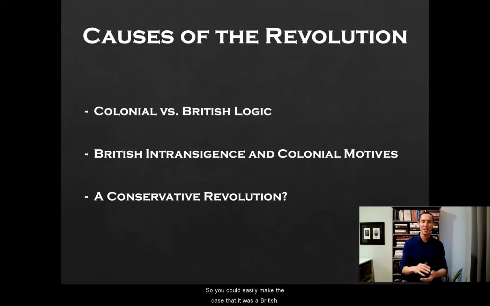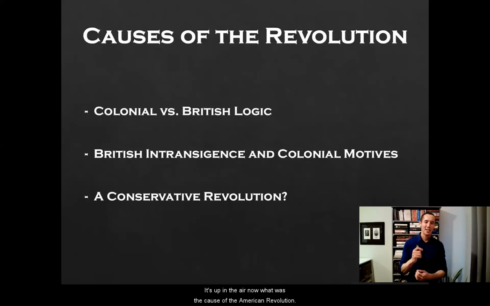So you can easily make the case that it was the British that started it. They're the ones that changed the old colonial system. They're the ones that changed a good working relationship. But you could also easily say it's the colonists. They wanted to be part of the British Empire. They wanted to be British subjects, but they wanted to be treated differently than all the other British subjects. They were the freest colonists in the entire world. And some of their specific actions just cannot be defended. The Boston Tea Party cannot be defended. So it's up in the air.